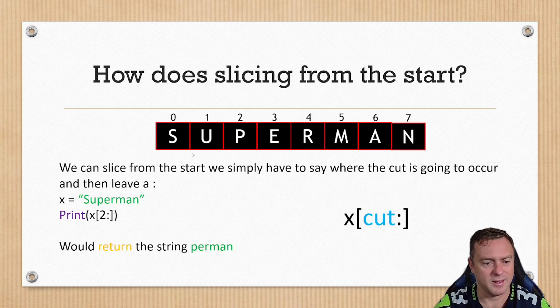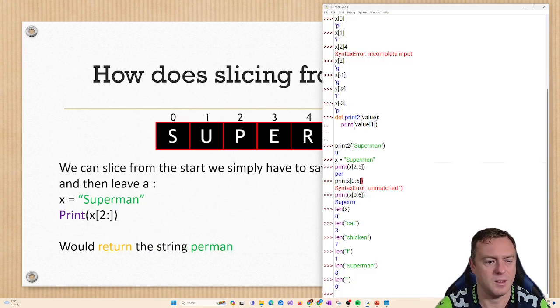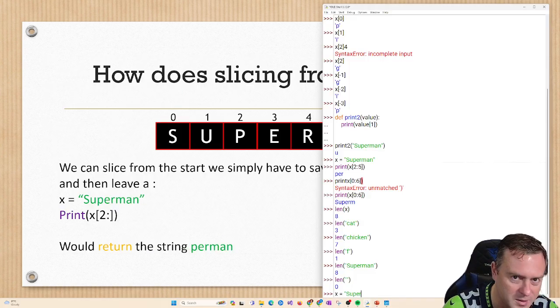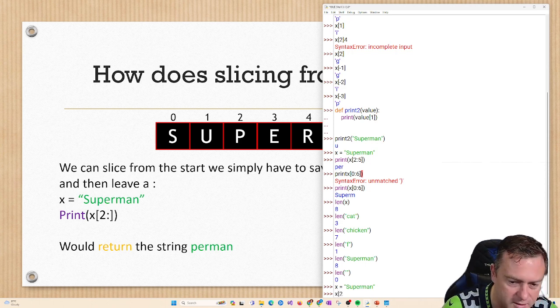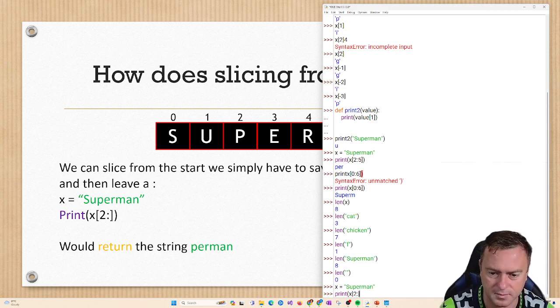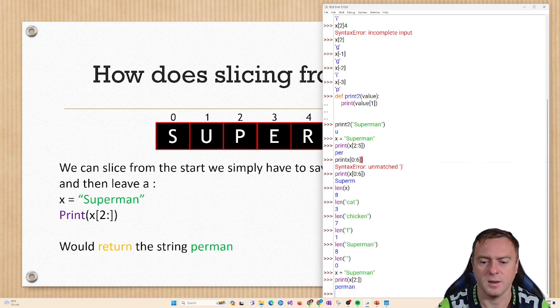Just so that you can see how that works in IDLE. If I go x is equal to 'Superman', and I go print x[2:], you're left with 'perman'.